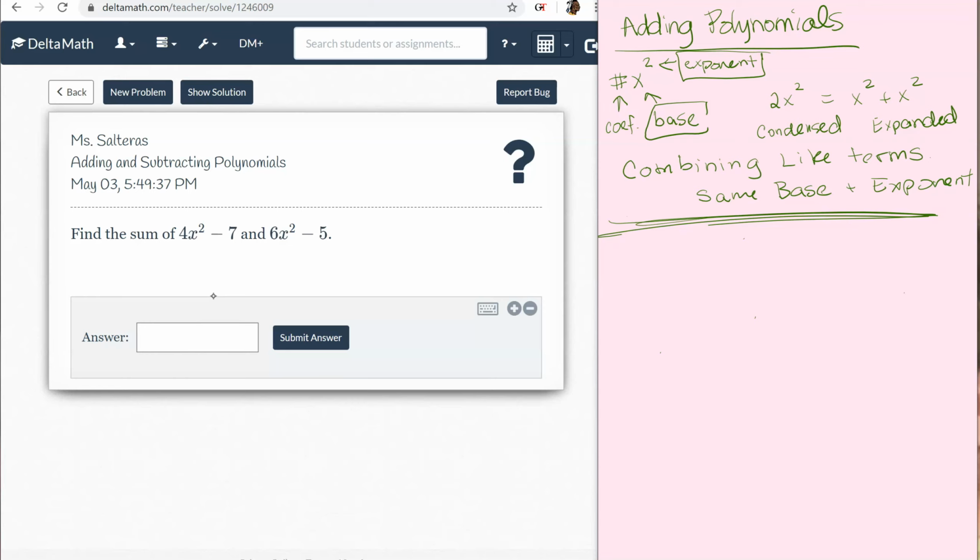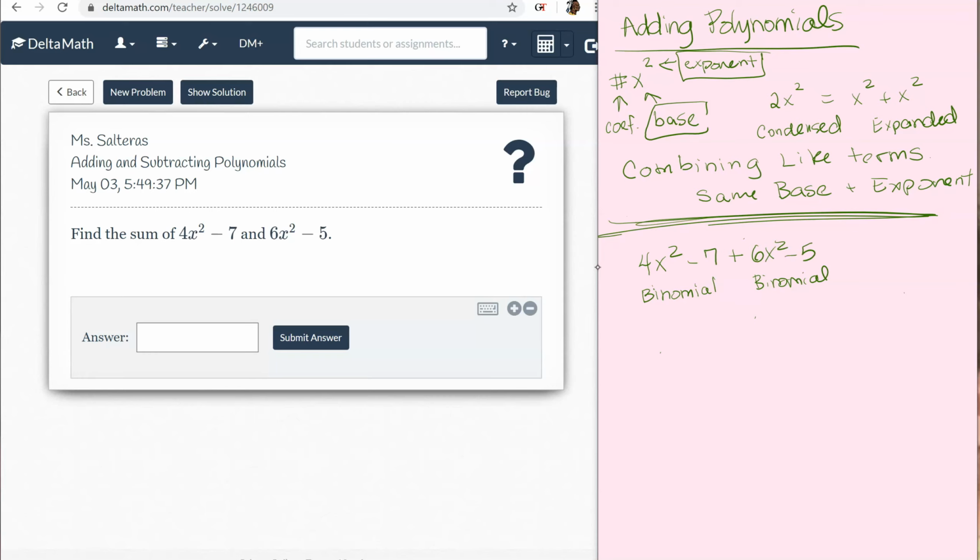All right, so for this example, I have 4x squared minus 7 plus, because we're adding that polynomial. This is called a binomial with 2 terms. A binomial has 2 terms. We're adding that binomial with the other binomial, so binomial plus a binomial, so that's 6x squared minus 5.